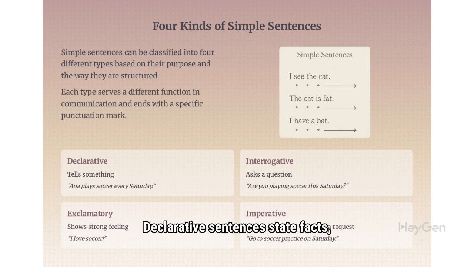Declarative sentences state facts. Interrogative sentences ask questions. Exclamatory sentences express strong emotions. And imperative sentences issue commands or requests. Each type ends with a specific punctuation mark.